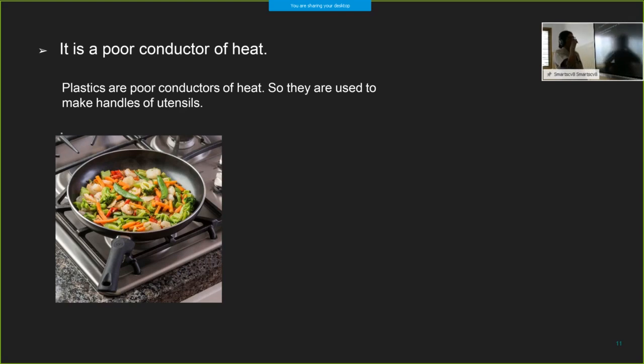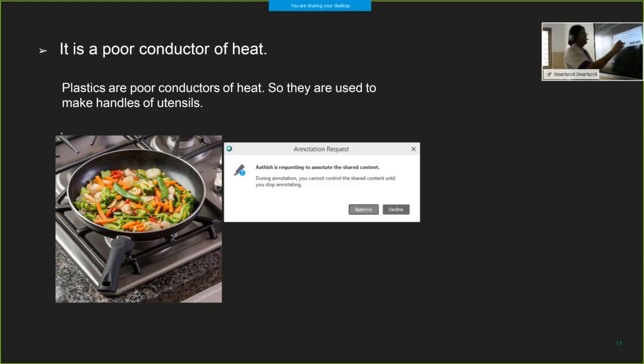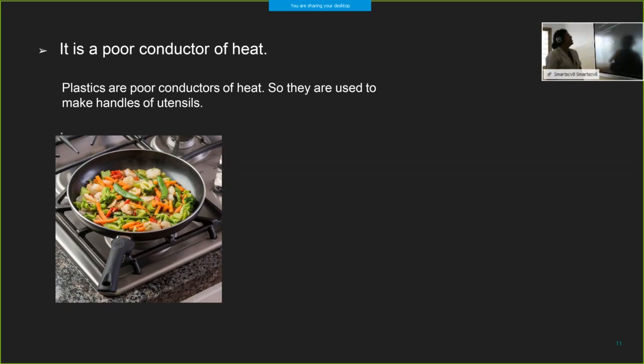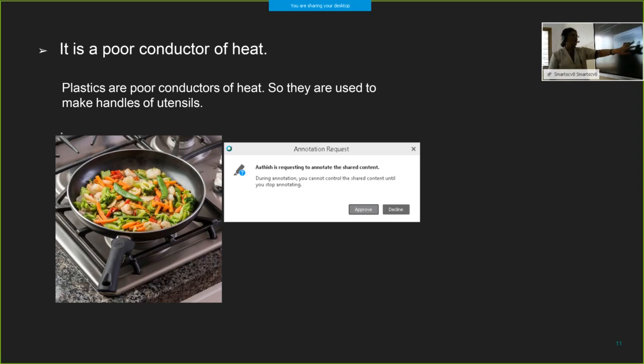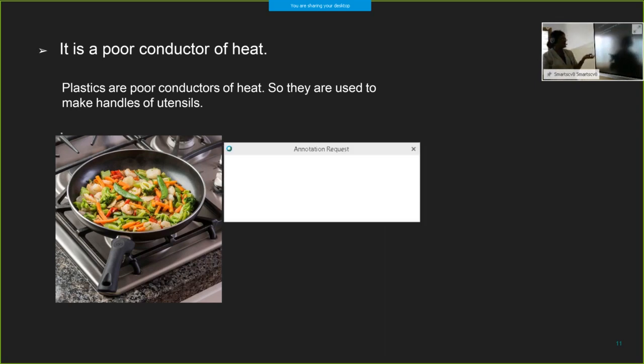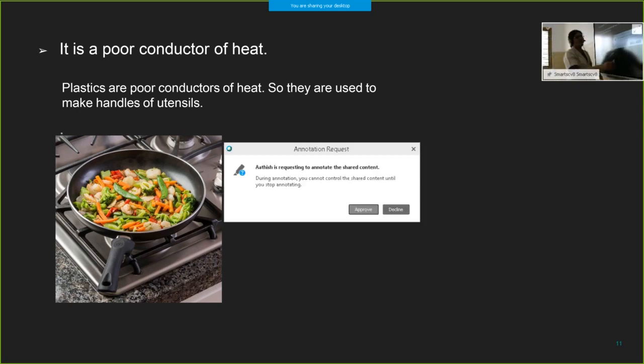Now coming to the second property of plastic. It is a poor conductor of heat. So see this picture. Plastics are poor conductors of heat. So as a result, the handles of cooking utensils are made of plastic.